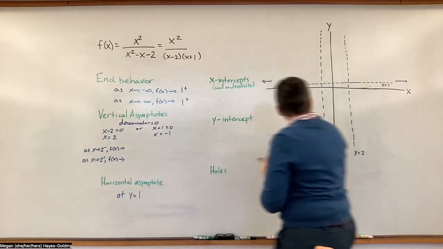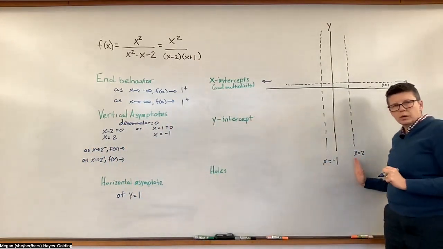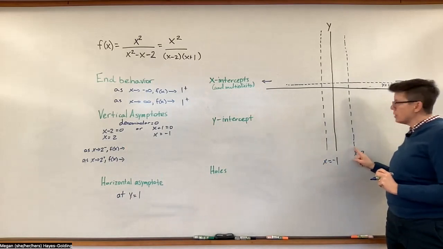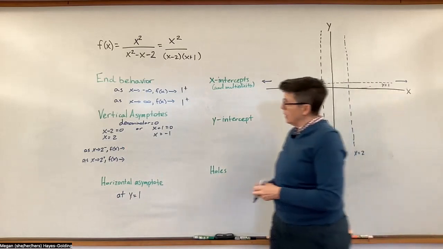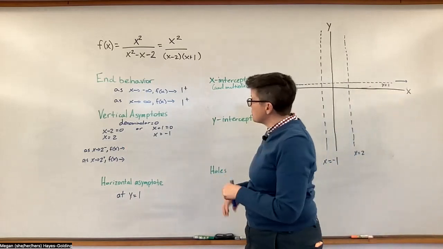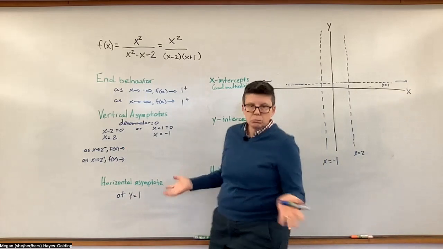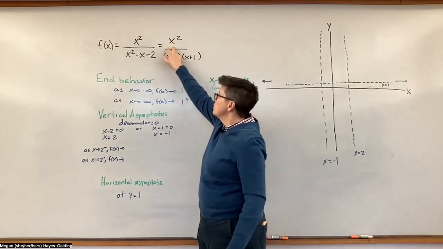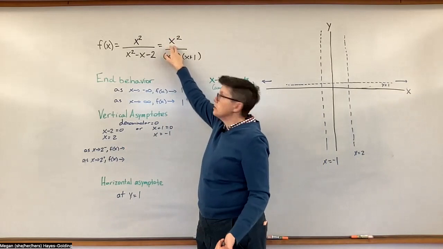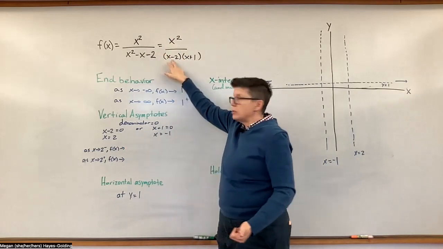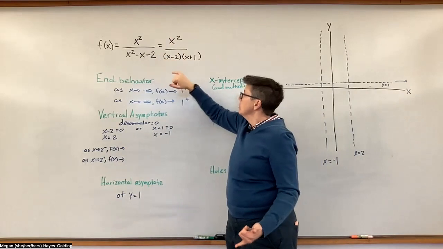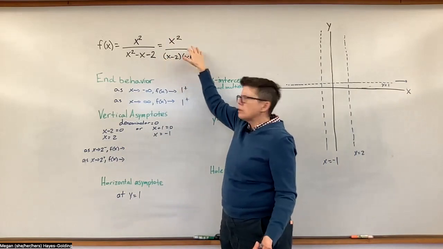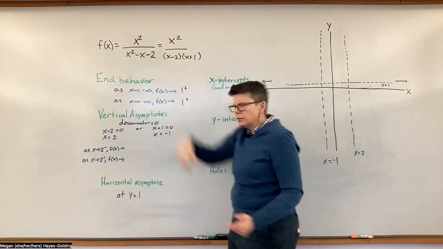As we approach 2 from the left side, that means we've got a number just slightly less than 2. Let's see here. 1.99, just less than 2. Numerator, positive. 1.99 minus 2, negative. 1.99 plus 1, positive. I think that net result would be negative.